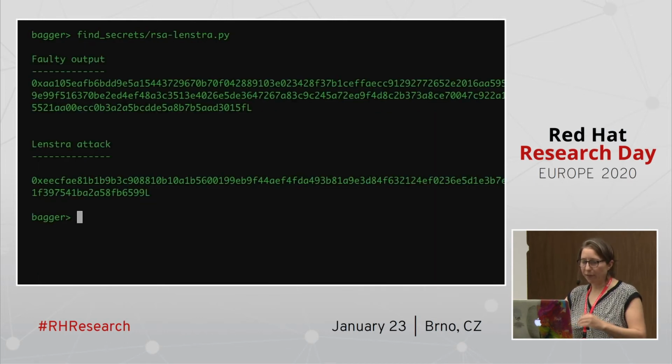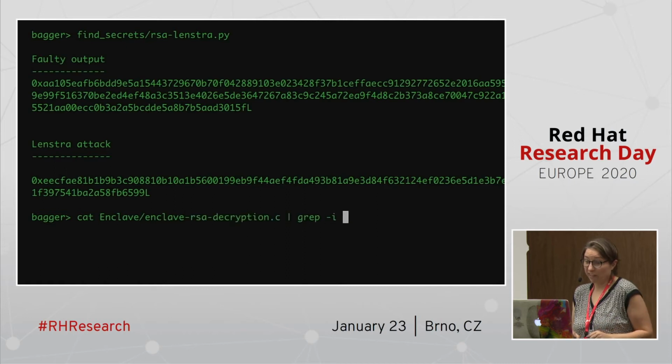And again, thank you to the people on the internet for providing me with the Lenstra attack for RSA in a Python script. So all I had to do was pump in the output, and I got this thing at the bottom, this Lenstra attack. I don't know what it is, because like I said, I don't know crypto, but I do know how to Google. So let's just have a look at the source code and see what I found, because I found something.